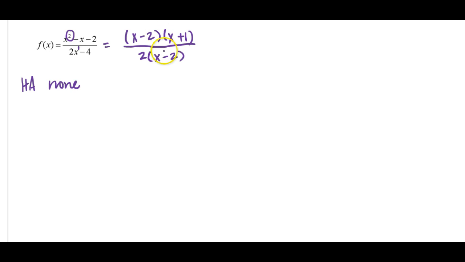Because these two linear terms right here cancel, there's going to be a hole in the graph at that x value. At the x value that makes these terms equal to 0, which is positive 2. So I'm going to have a hole at 2 comma something. Now again, to find that something, we're going to cancel those two terms out and see what's left over.